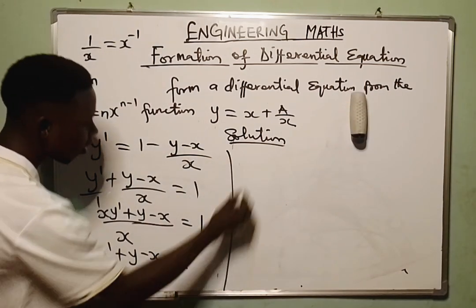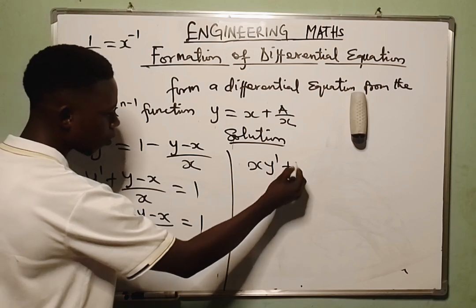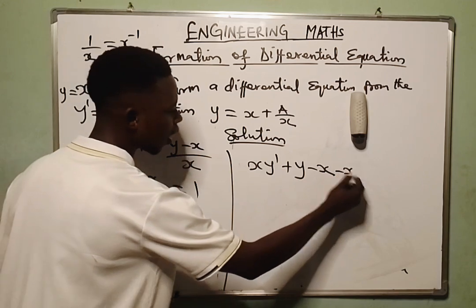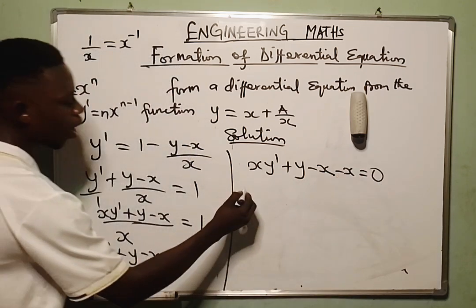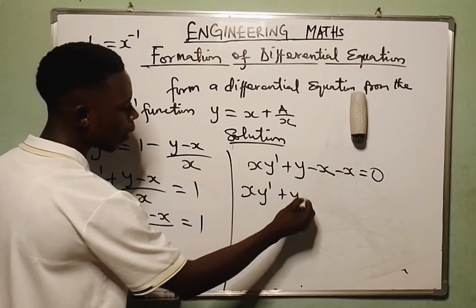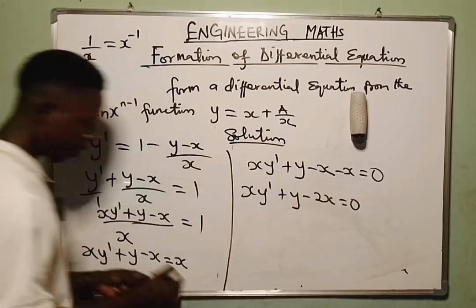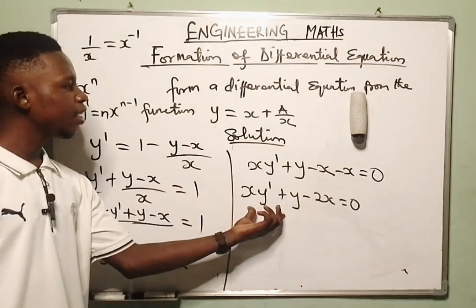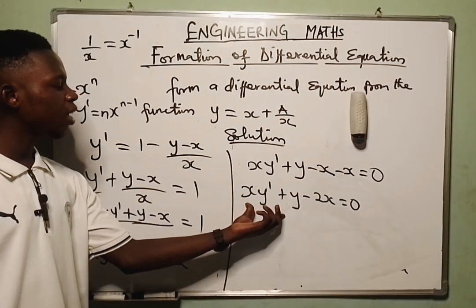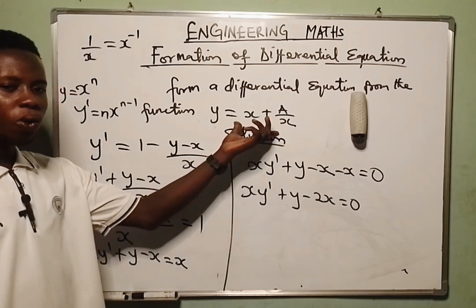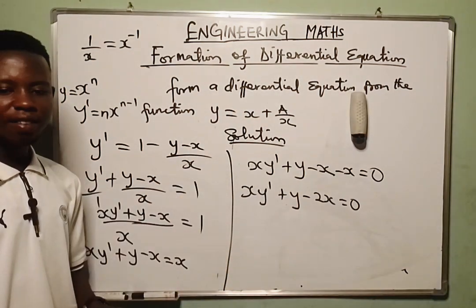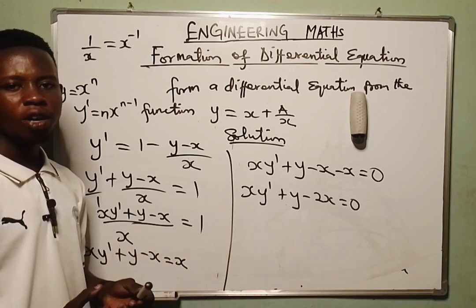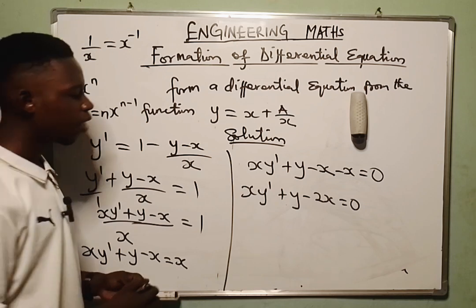Now we have xy prime plus y minus x. When this crosses to the other side, we have minus x equal to 0. And then we have that xy prime plus y minus 2x is equal to 0. Therefore, this is a first order differential equation, and this is the formation of the differential equation from the function y equal to x plus a over x. So this is how you can solve and form a differential equation using a function that involves an arbitrary constant. Thank you for watching.